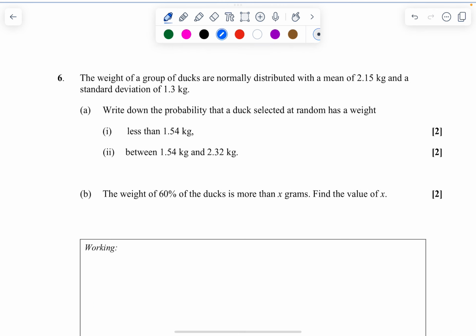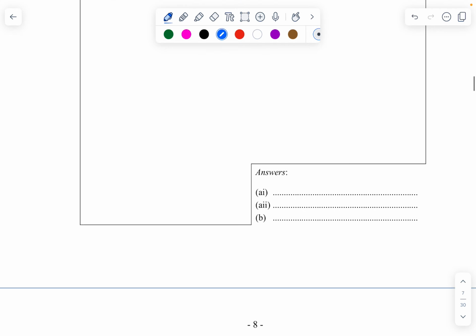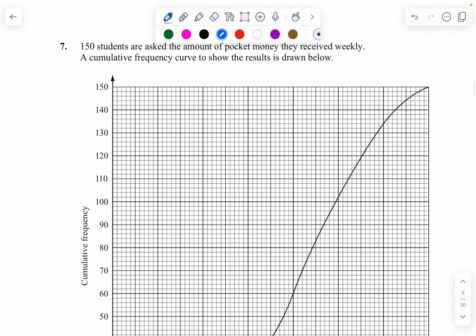Question number 6. This is from normal distribution. As of now, it has not been covered, so we are not doing it in that pen paper. Now we go to question number 7.